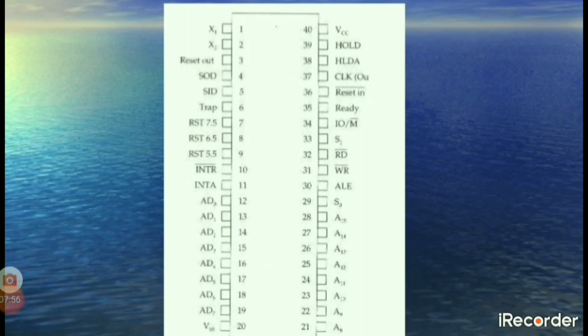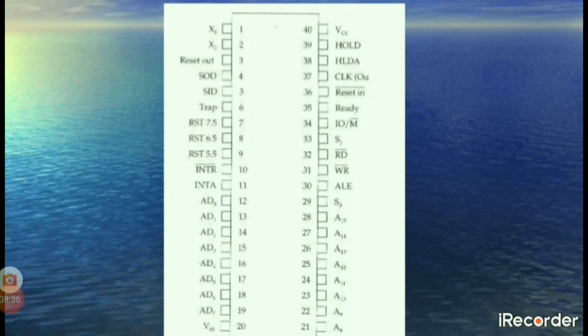Now 33 to 34 pin. Here the 34 pin is IO/memory. If 34 pin is low, then the function is performed by memory. If it is high, then the function is performed by the input output device. That is, if IO/memory is 0, memory performs read or write function. If IO/memory is 1, then the input output device performs read or write.